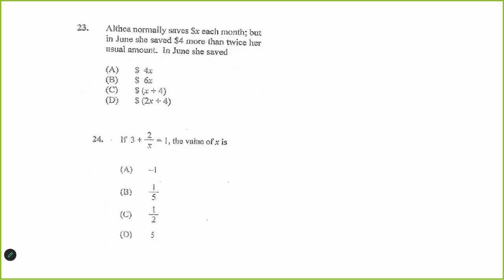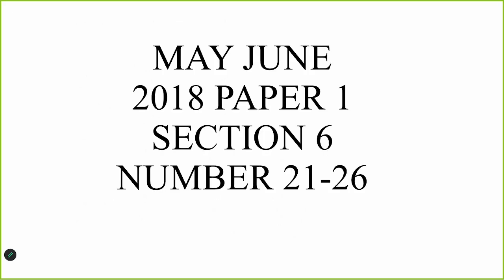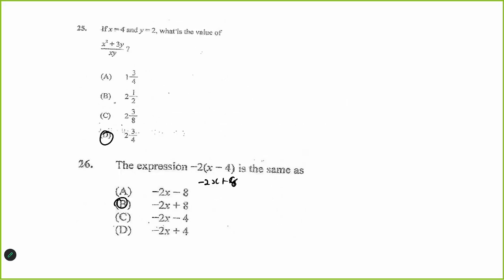Althea saves 4. This is a repeated question, so it's 2X plus 4. This is another repeated question. We know that A is negative 1. This is a repeated question. D is 2 and 2/3. If we break this down, you'll get negative 2x plus 8, since 4 2s are 8. We're looking for this, which is B. That's the end of January 2019.